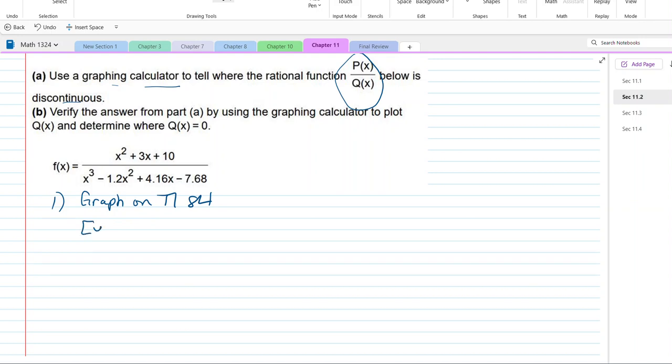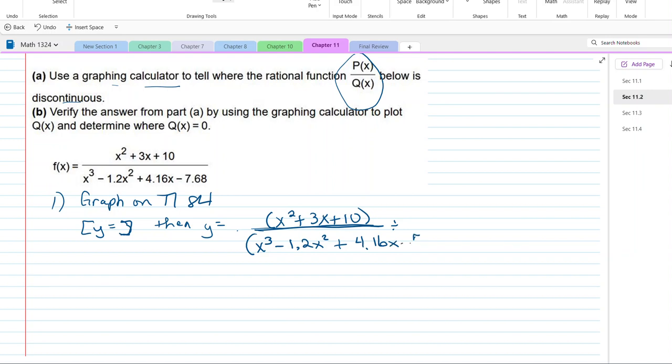So we're going to go to the y equals entry, and the entry is going to be parenthesis x squared plus 3x plus 10, and the denominator, parenthesis, close parenthesis, and this is divide, x cubed minus 1.2 x squared plus 4.16 x minus 7.68. Right. So let's go on our calculator.